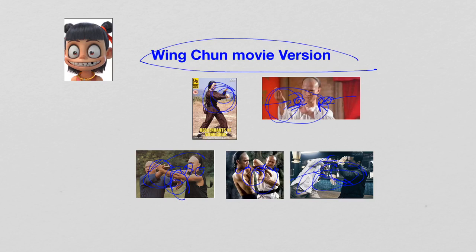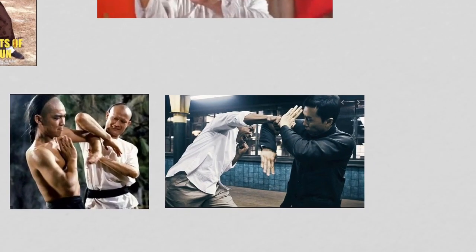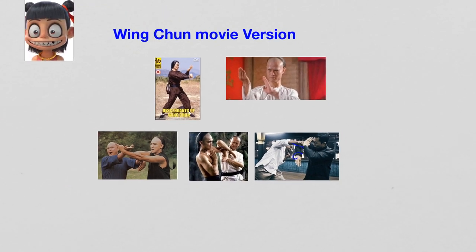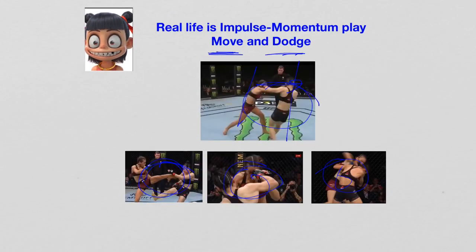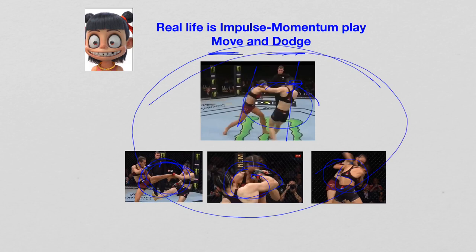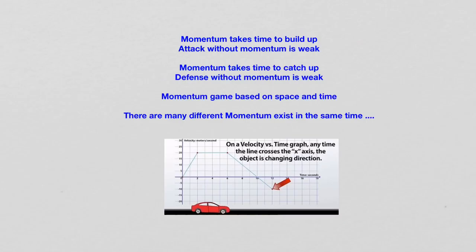It's not that at all, okay? And not this either, not this either. Oh yeah, he punched me, he just bongs out and all. It's not that, okay? That never exists in real life. Real life is like this. This is real life. It's impulse momentum, move and dodge. Okay, now, in the game of impulse momentum play, move and dodge, it is not simple.